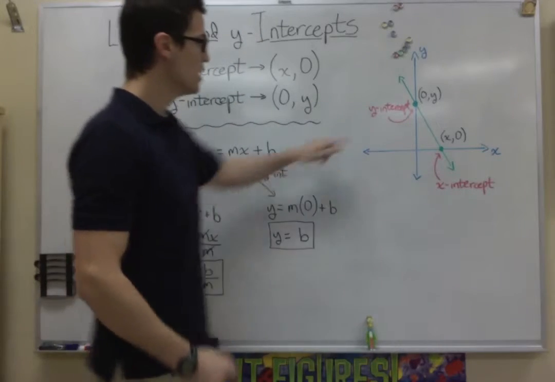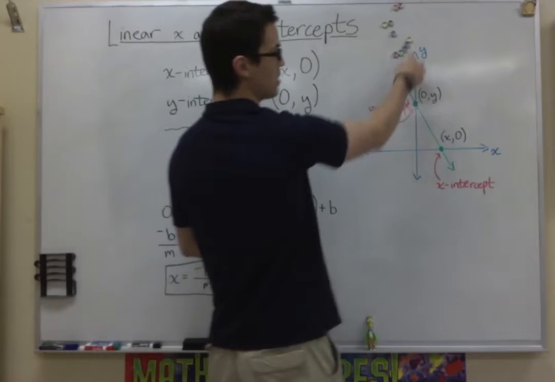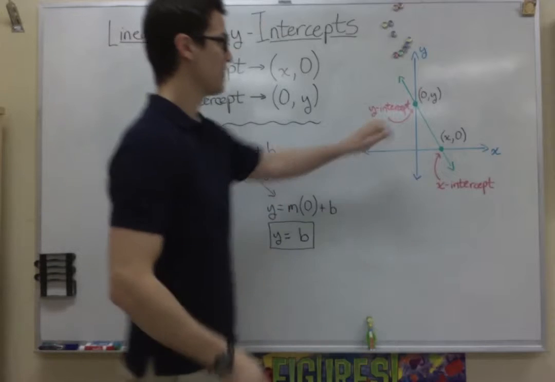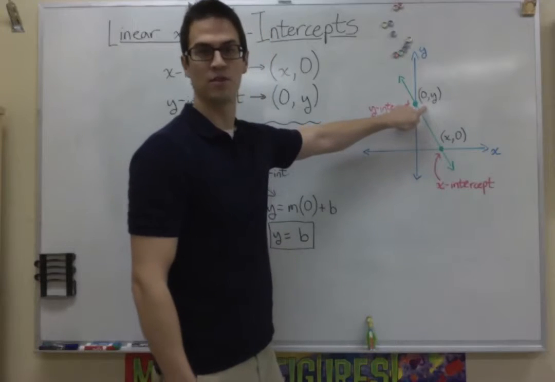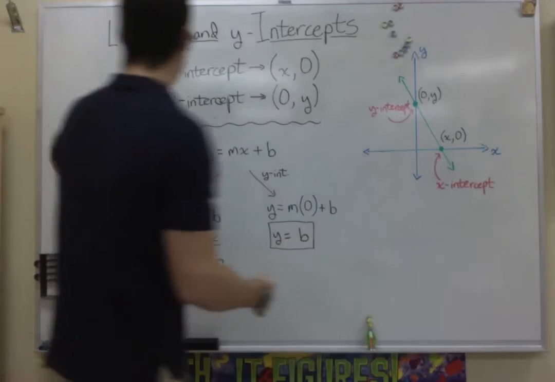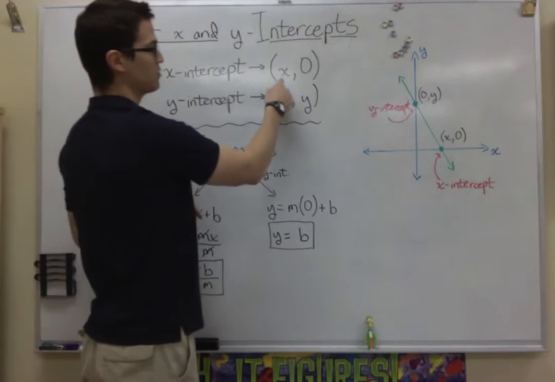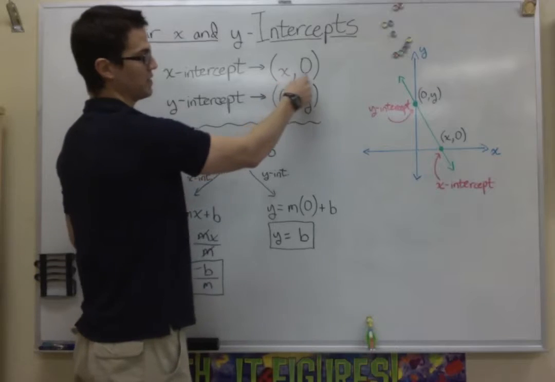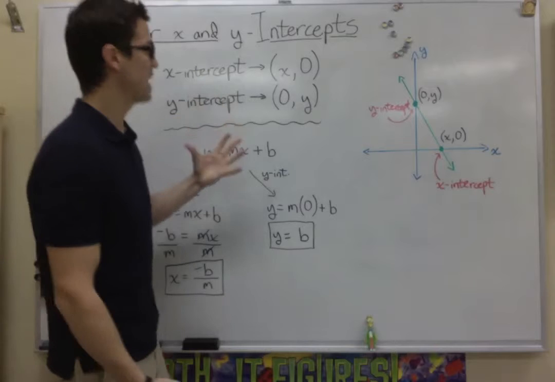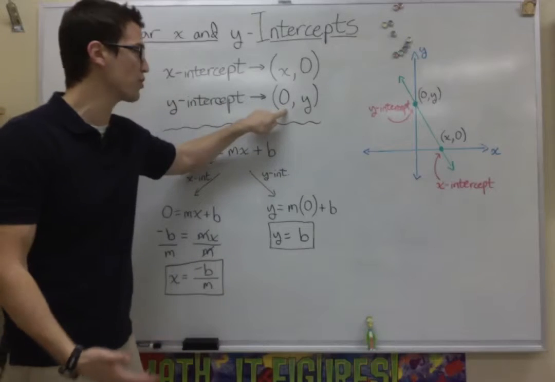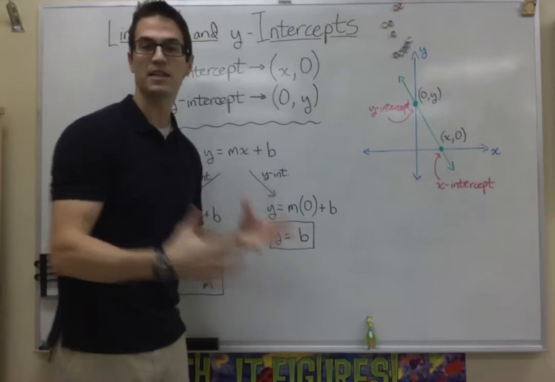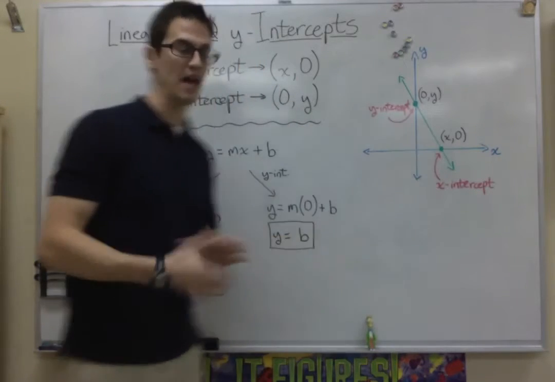The y-intercept is the exact opposite. It's where it crosses the y-axis, so the line's crossing the y-axis right here, and the 0 would be the x coordinate this time. So then you would have to solve for y. I wrote that right here. The x-intercept is whatever x value it crosses at, where the y coordinate is 0. And the y-intercept is the exact same thing, only the x coordinate is 0, and you would have to solve for the y. And again, this x and y depends on the equation of the line.